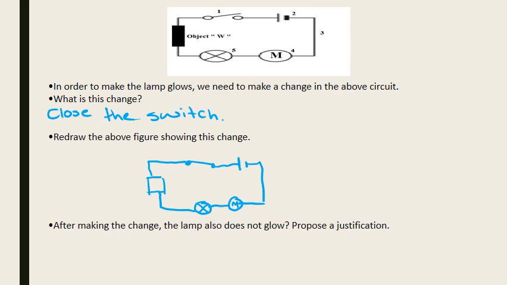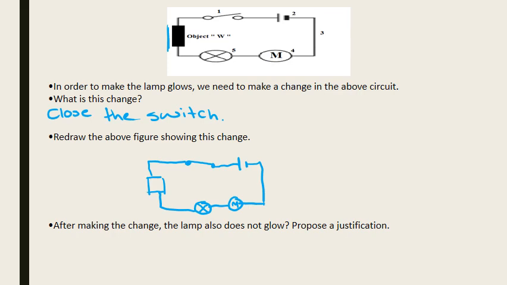But we don't know what it is yet. And then it says, after making the change, the lamp also does not glow. Propose a justification. Now, what we have to work with here is object W. We don't know what it is, so it could be an insulator or it could be a conductor. We're going to assume now it's an insulator because the lamp does not glow.